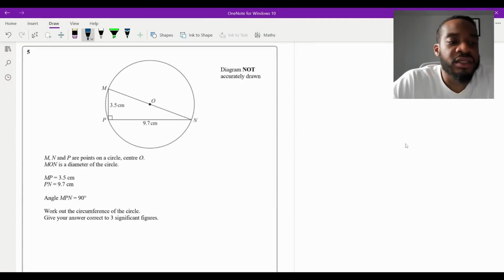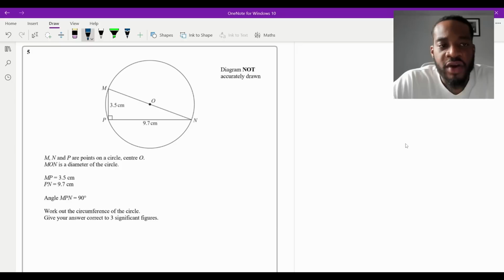Okay, so question 5 says M, N, and P are points on a circle, center O. MON is the diameter of the circle. MP is 3.5 centimeters. PN is 9.7 centimeters. Angle MPN is 90 degrees. Work out the circumference of the circle. Give your answer to three significant figures.